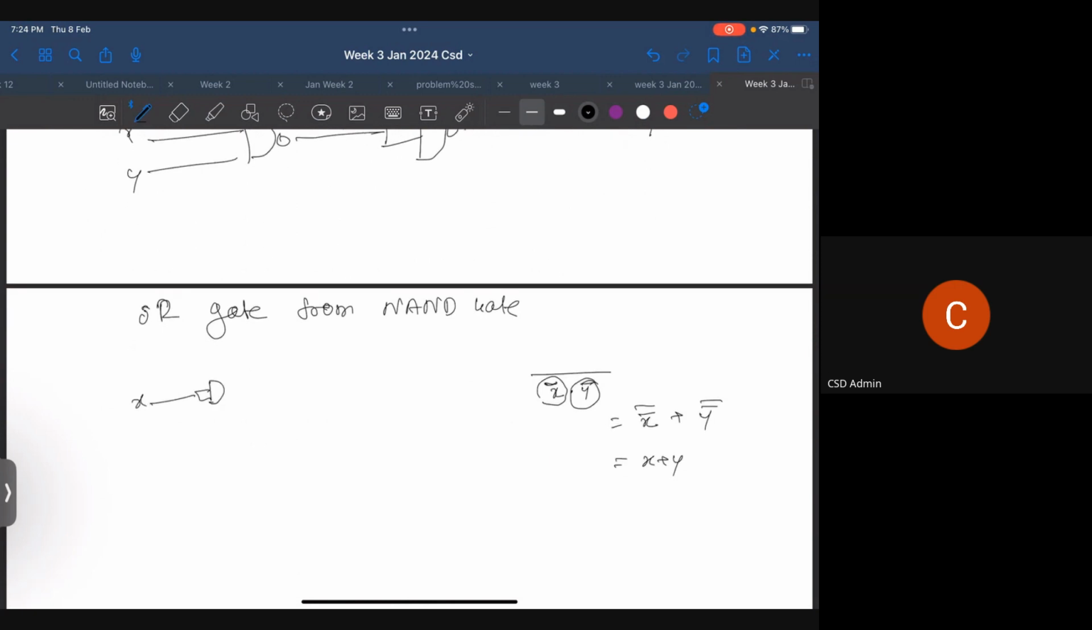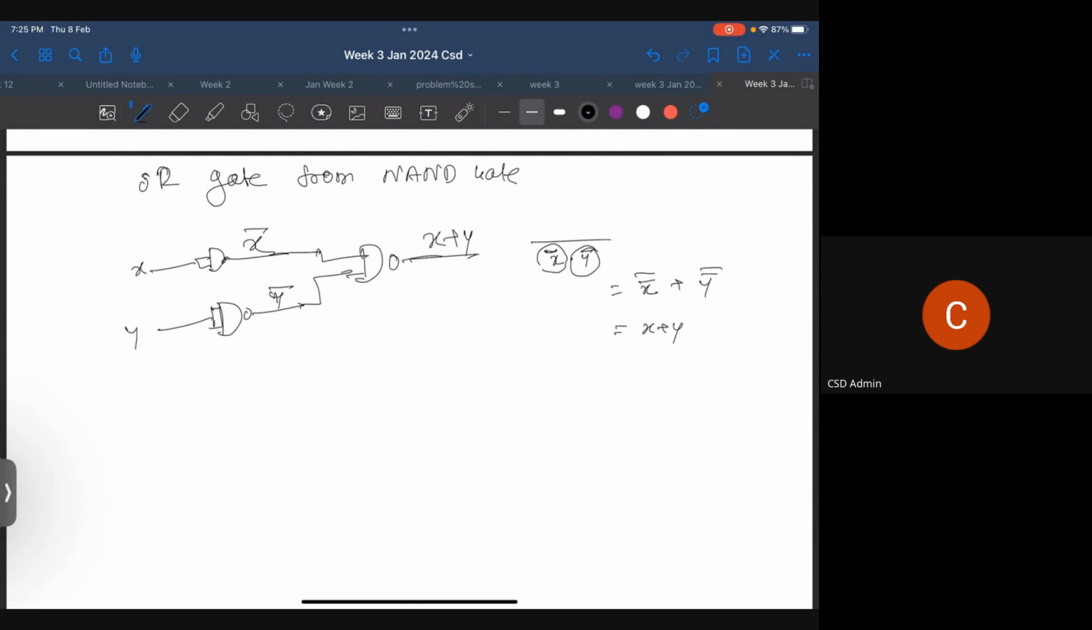So we will get X bar from X, and we will get Y bar from Y. Then you have to NAND them at the same time, so you'll get X plus Y. Up to that, is it clear for everyone?